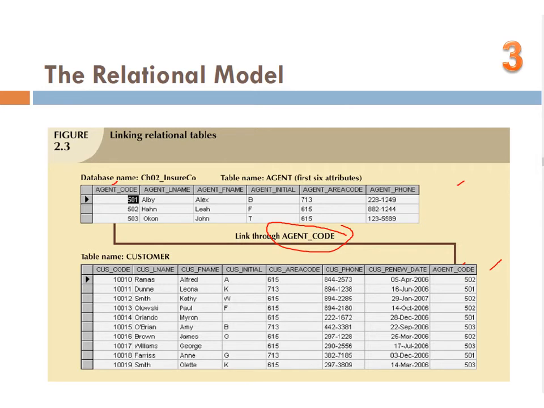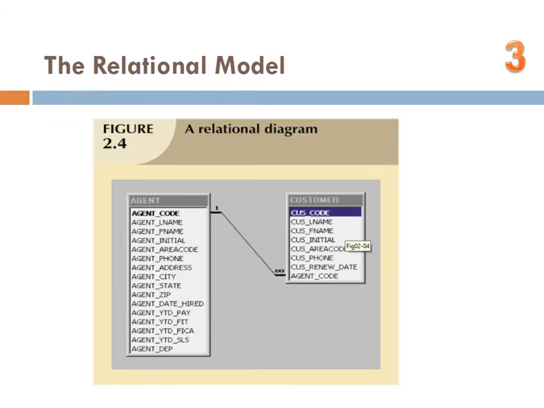Okay, this is another example of a relational model in a relational diagram. This diagram shows the relationship between these two entities and their attributes. This is a one-to-many relationship, right?